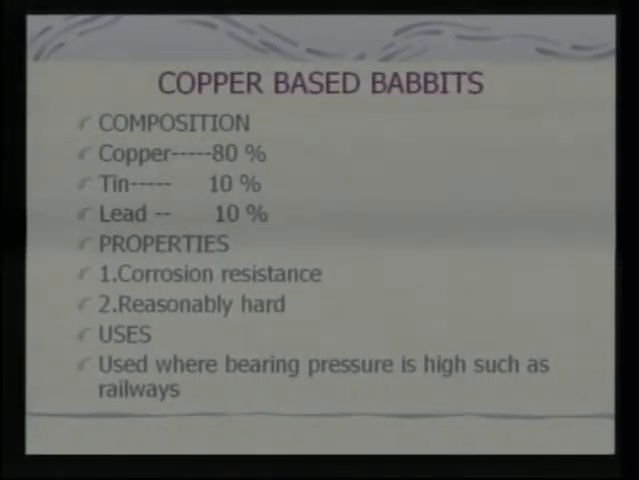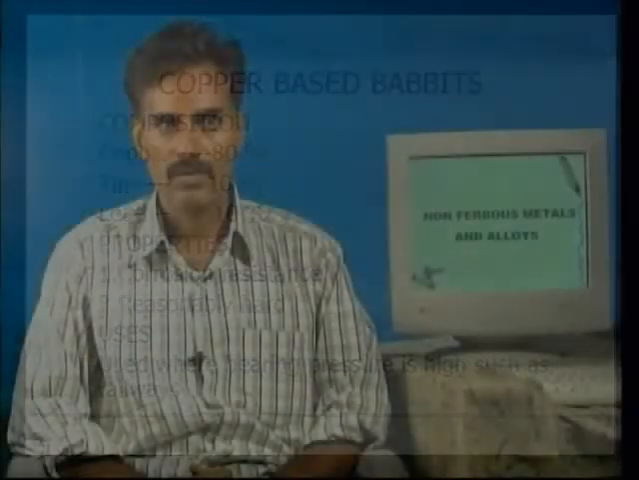Copper based babbitts, composition is like this: copper 80%, tin 10%, lead 10%. The properties are like this: corrosion resistance, reasonably hard, that is, it is not going to get any abrasions when subjected to load or abrasion. Uses are like this: used where bearing pressure is high, such as railways.